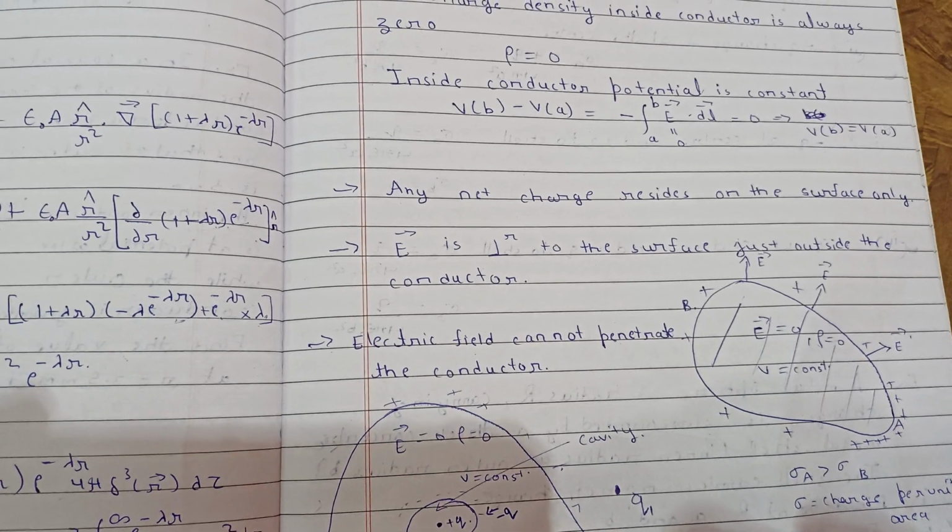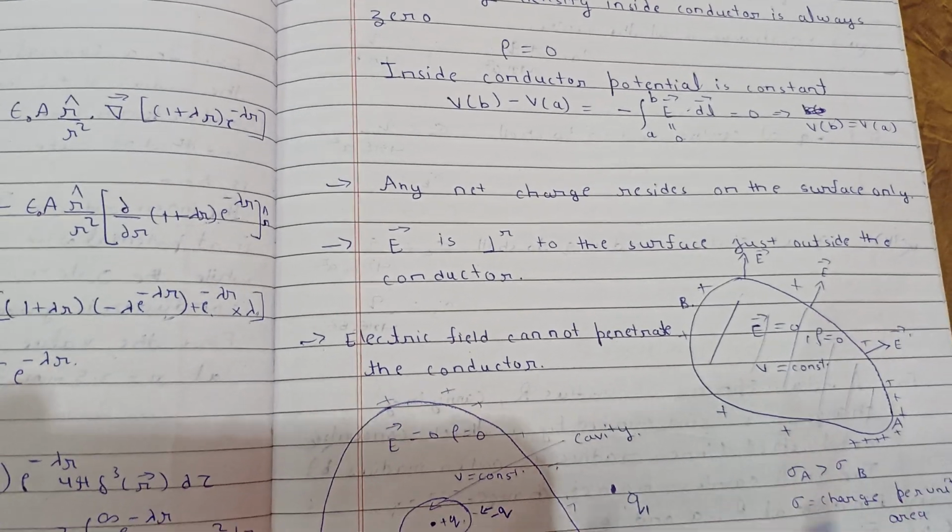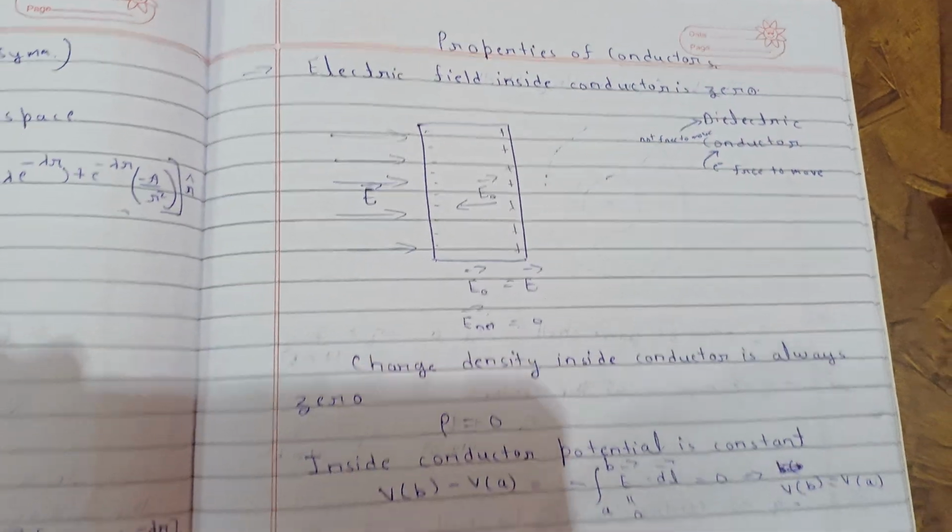So hello everyone, this is lecture 8 for electricity and magnetism. In the last lecture we were discussing the properties of the conductor. So let's see some examples.